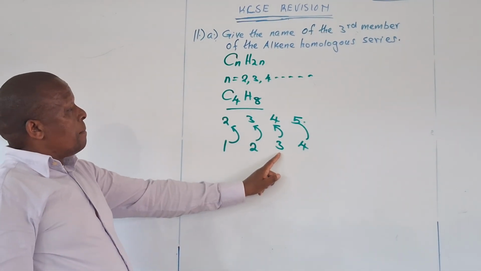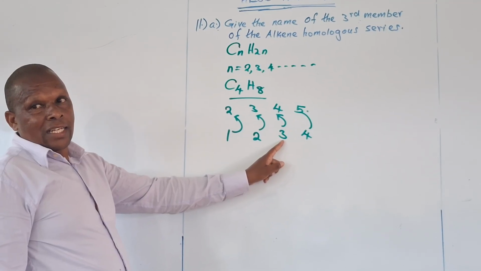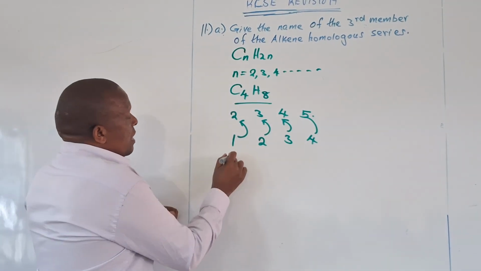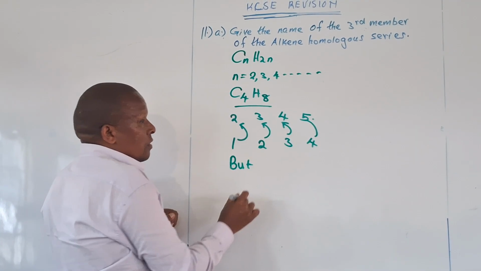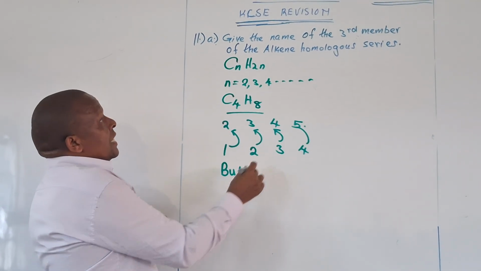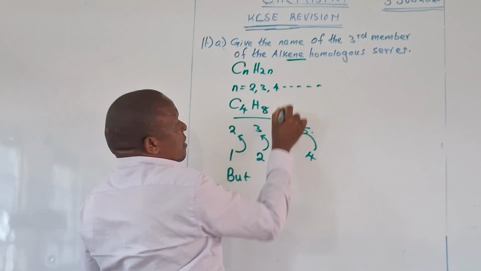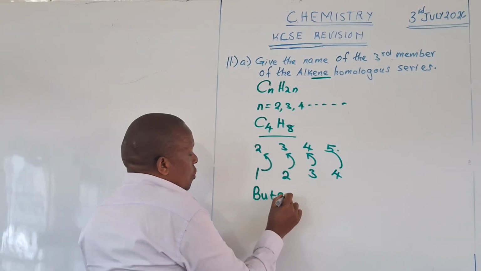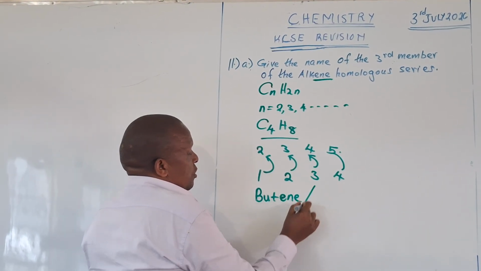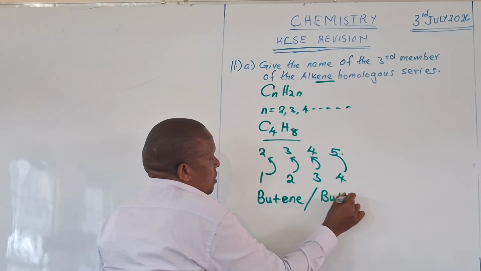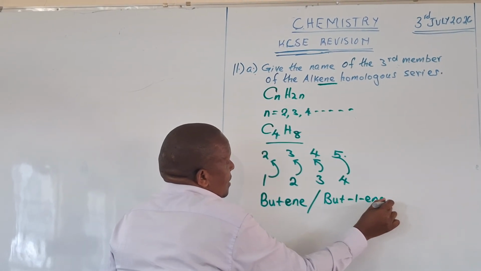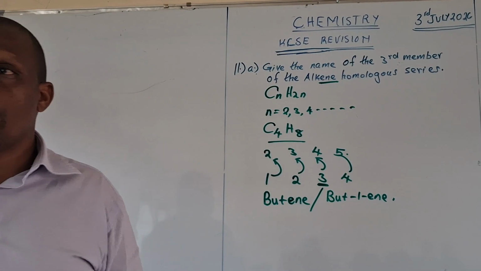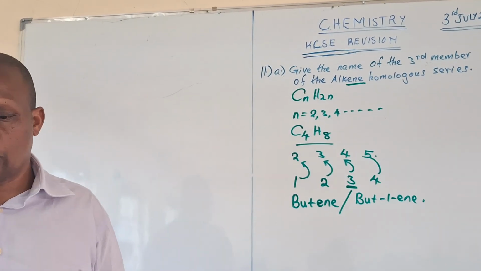So we are looking at member number 3. How many carbons does it have? 4. So what will be the name? The name will be but, the prefix for 4, and then it ends with the suffix "ene" because it is an alkene. So it's not butane but butene, or but-1-ene. We must have at least 2 carbon atoms.